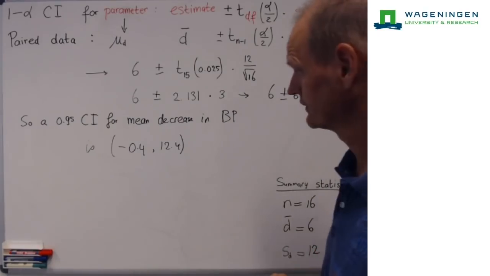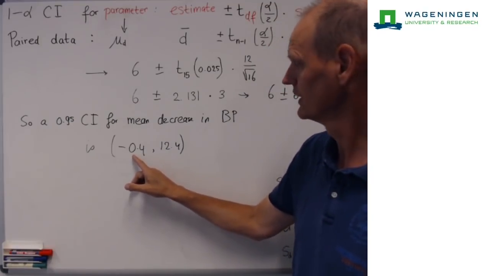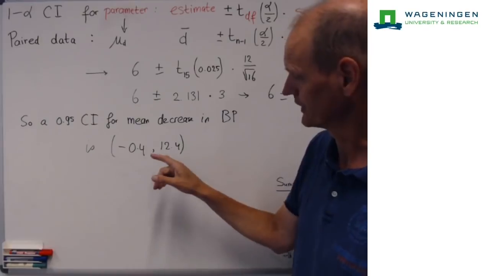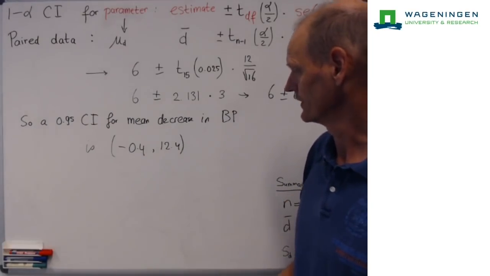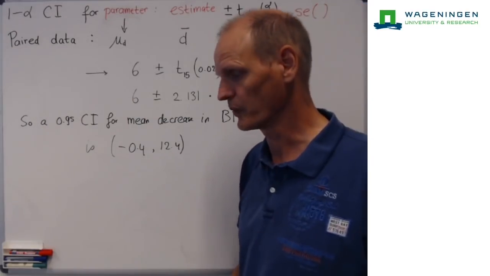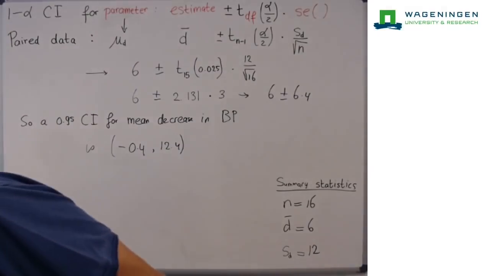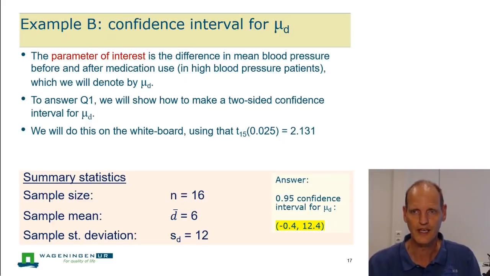So the decrease could actually be an increase. It could be as small as minus 0.4, so there could actually be a slight increase, but more likely there is a decrease, and it can be as large as 12.4. So, back on my chair again. Once more the answer, 95% confidence interval for mu d: minus 0.4 to 12.4.